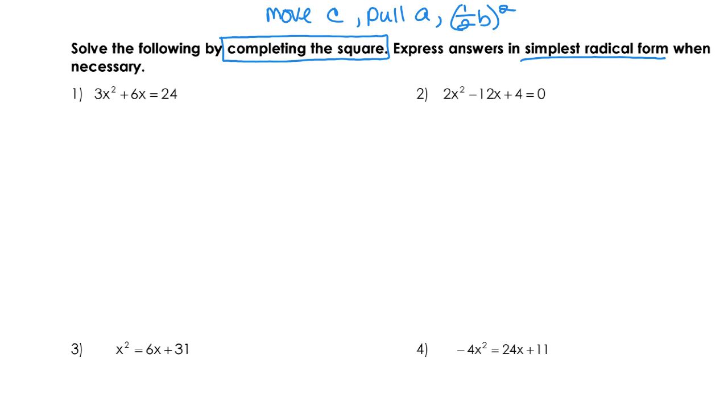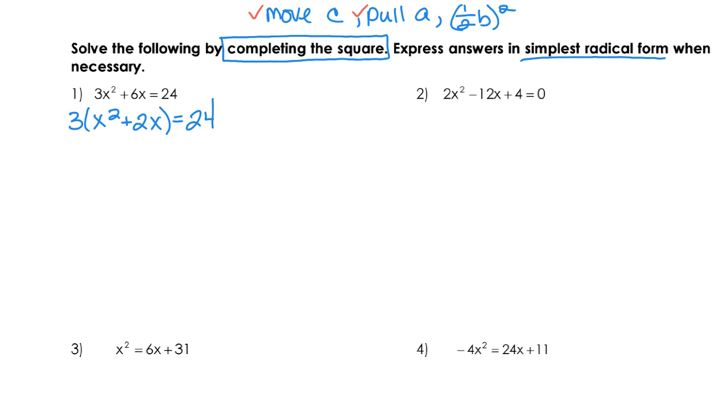So if we take a look, our A value here is 3, our B value here is 6, and our C value is 20. Well, technically it's negative 24. But in this one, our first step is already finished for us. They already moved our C value over for us. So our job is to go ahead and pull A. We're going to take that 3 out of there, so that would become a 2x. We pulled A from the left-hand side there, and so now this step is finished.